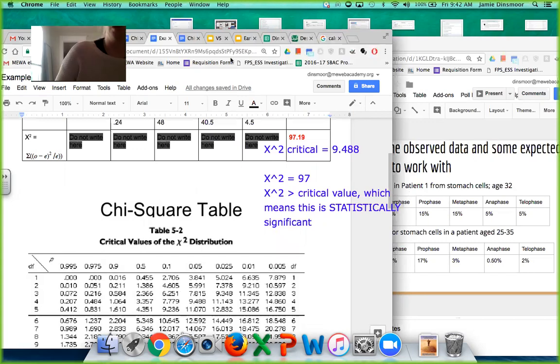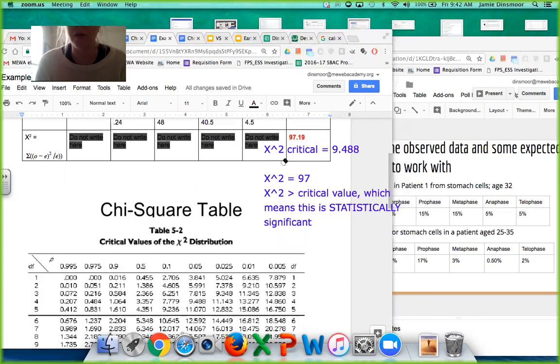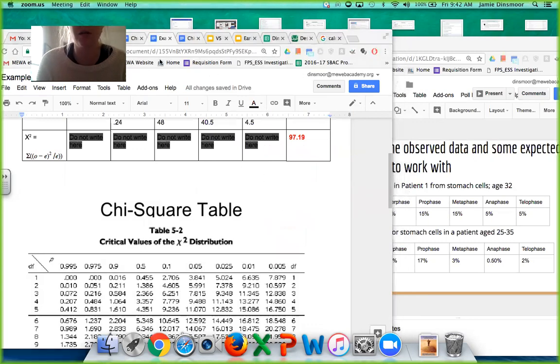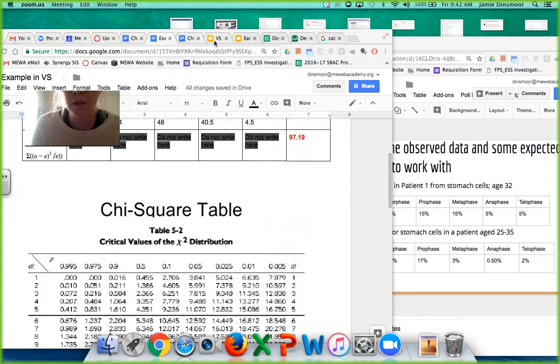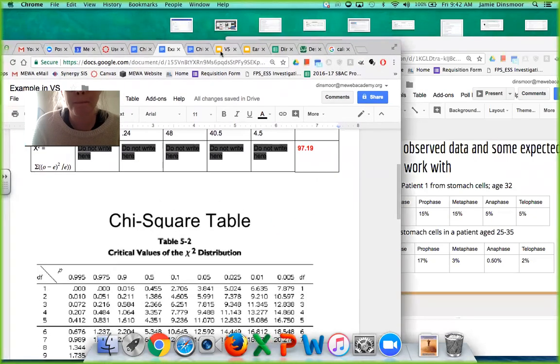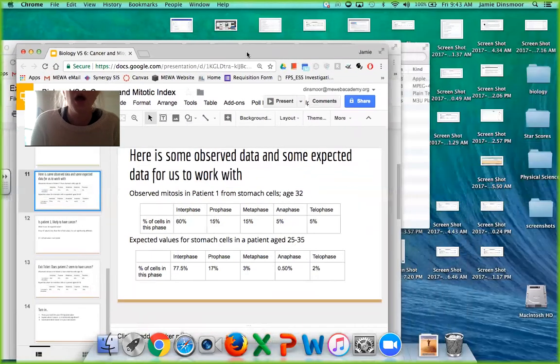Okay, so let me try to figure out how to get rid of some of this stuff without making it all disappear. All right. Oh yeah, I have the PowerPoint over here. I was like, where'd the PowerPoint go?